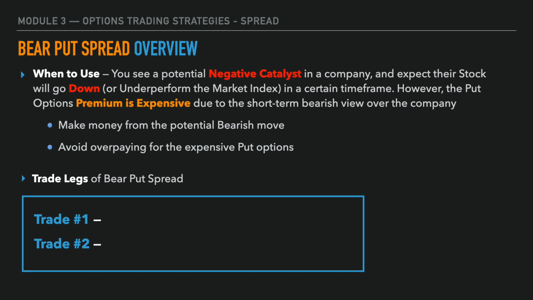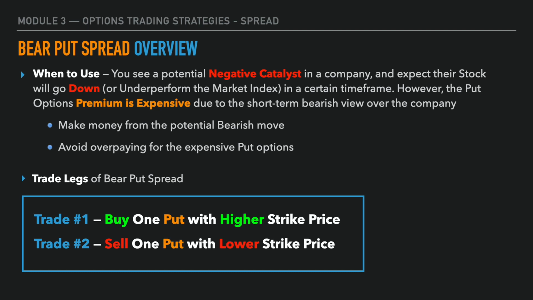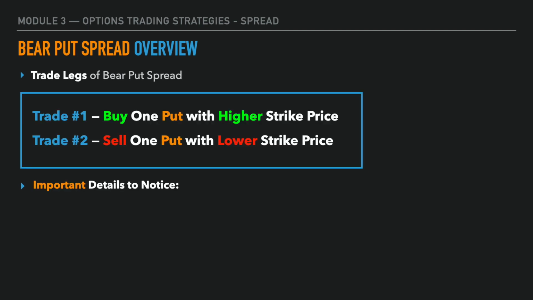Same as a bull call spread, a bear put spread also has two trade legs. In order to execute a complete bear put spread, first, you need to buy or long one put option with a higher strike price. Second, you need to short one put option on the same underlying stock with a lower strike price.